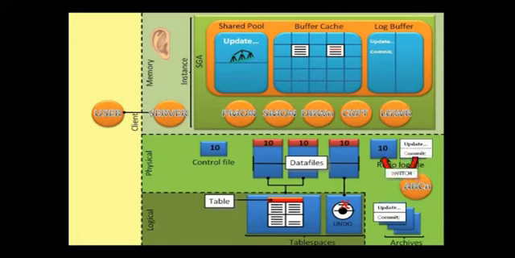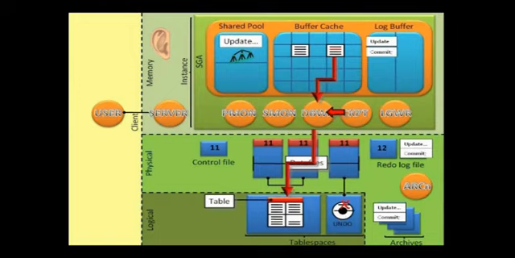A switch log will then trigger a checkpoint process that will increment the checkpoint number by applying this last number into each data file header. The checkpoint process will finally trigger the database writer process and write the last image from the database buffer cache into the table.